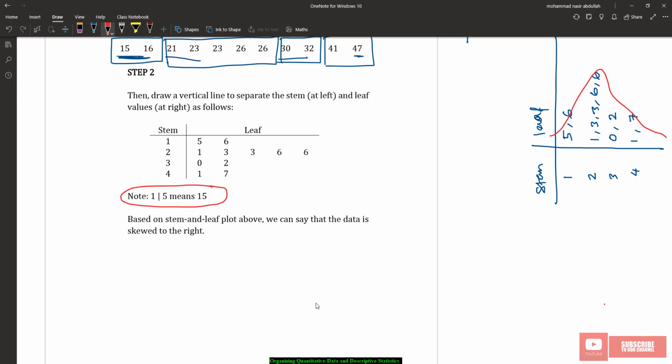the term that you use. 1|5 means 15. Right, if you leave it like this, the reader will not understand the meaning of this graph. So you need to put some note: 1|5 is equal to 15. So this is how we construct a stem and leaf diagram. Alright.